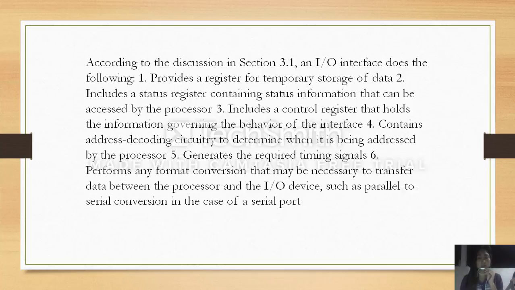According to the discussion in Section 3.1, the input-output interface does the following: 1. Provides a register for temporary storage of data. 2. Includes a status register containing status information that can be accessed by the processor. 3. Includes a control register that holds the information governing the behavior of the interface. 4. Contains address decoding circuitry to determine when it is being addressed by the processor. 5. Generates the required timing signals. 6. Performs any format conversion that may be necessary to transfer data between the processor and the input-output device, such as parallel to serial conversion in the case of a serial port.